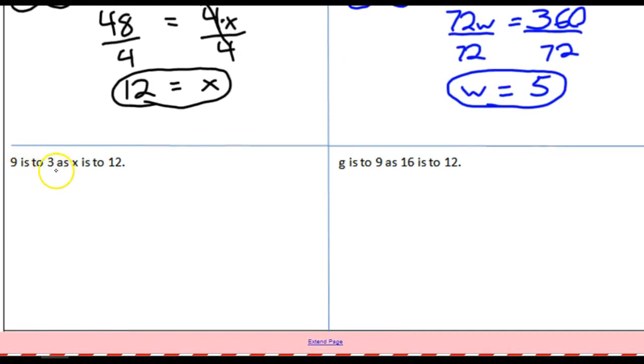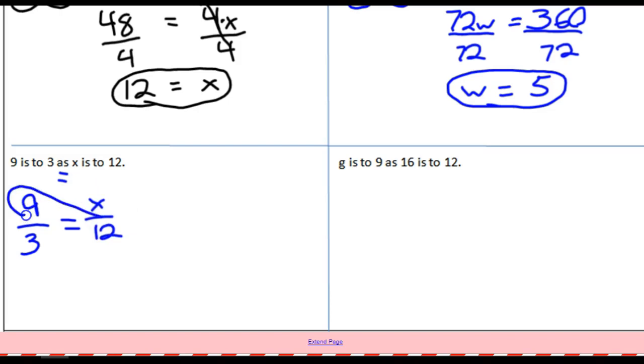Now we have 9 is to 3 as x is to 12. So whenever we see this word as, we know that that means equals. So what we're going to do is we're going to have two fractions, 9 over 3. That's our first what's called ratio. Then our equal sign, and x is to 12, so x over 12.